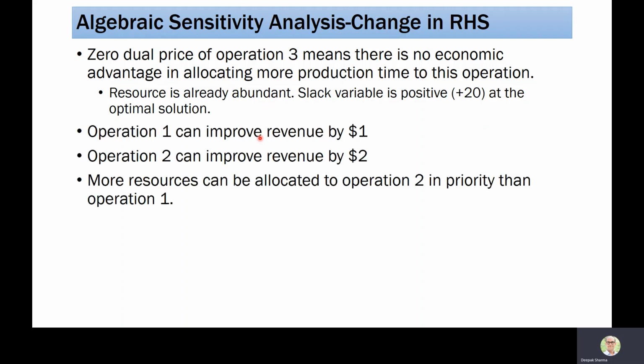and that's why this particular operation 3 has a zero dual price. However, if we look at operation 1, we have a dual price of 1 and a 2. So the revenue can improve by $1 and $2 per minute.